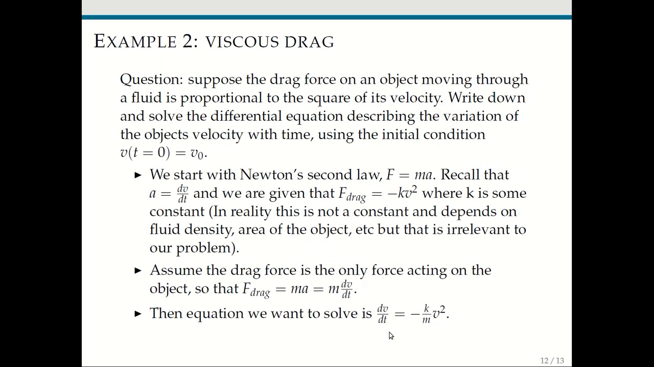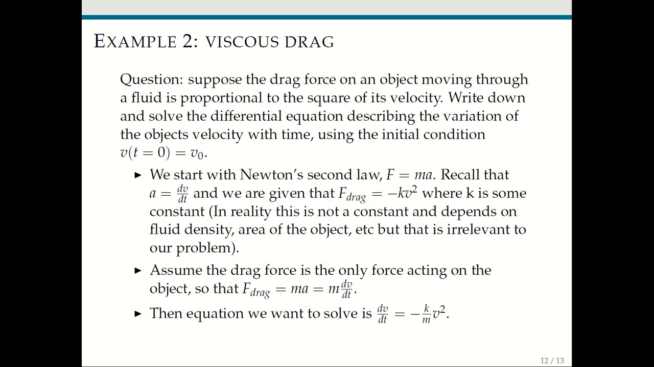Alright, let's go on to another example. In this case, we'll actually need to formulate the differential equation we need to solve. Suppose that I have an object, such as a ball, which is moving through a viscous fluid. So the fluid is actually slowing down the object, something like a ball moving through honey. And I want to write down and solve the differential equation describing the variation of the object's velocity with time, given that initially its velocity is some number v0.